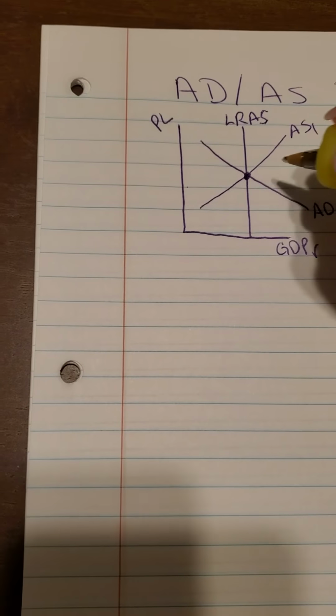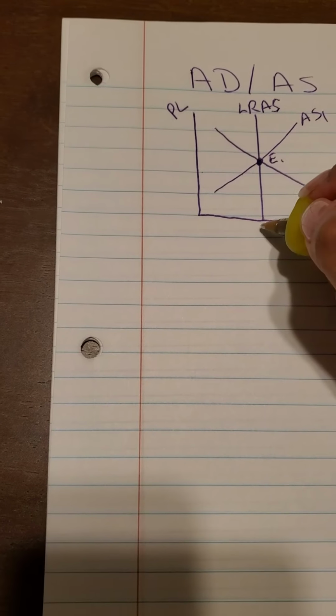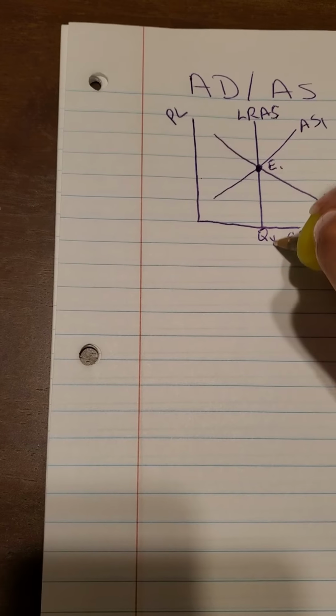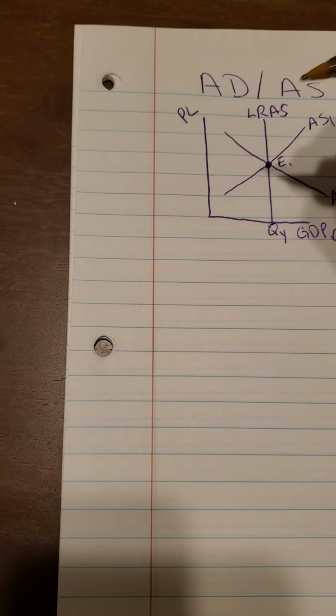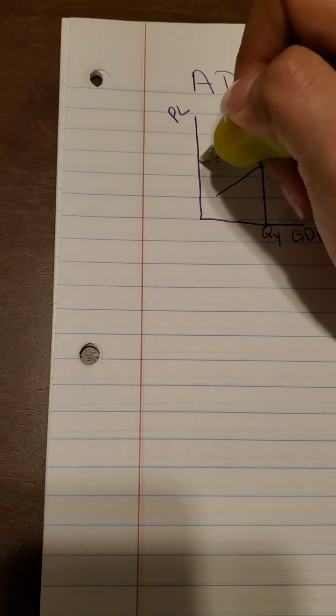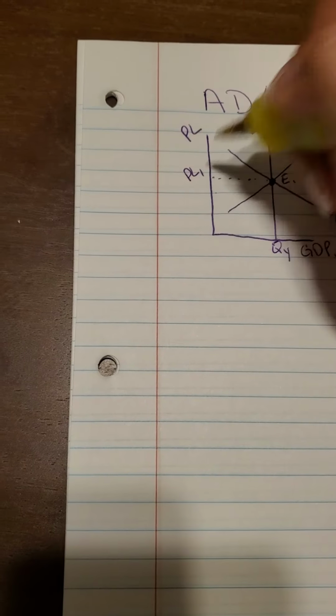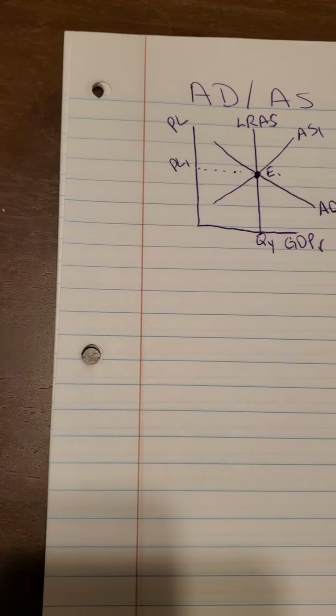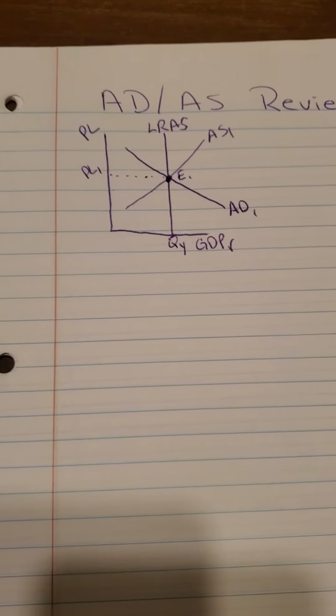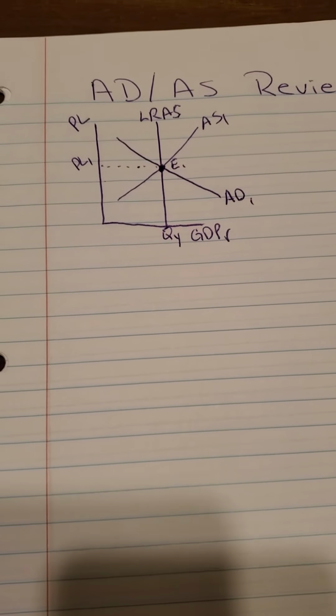So we have equilibrium in this case landing right under our natural rate of unemployment. Remember to label all of your points, QY, QFE, Q star, whichever one you like best. And then you label all your other points. So that's 1, 2, 3, 4, 5, 6, 7, 8. 8 points to label on the graph.